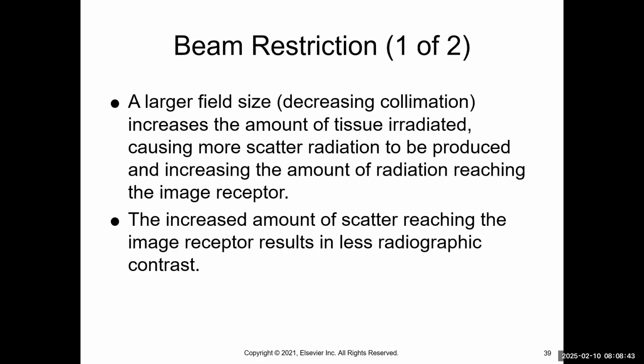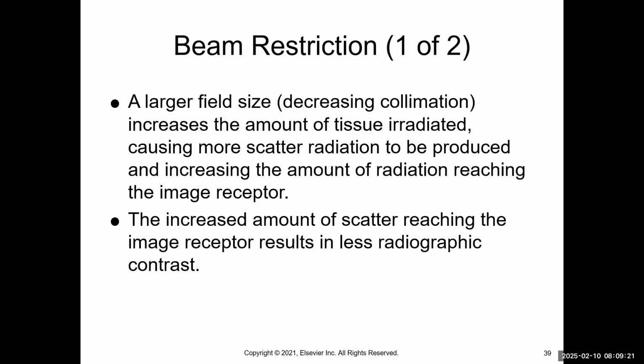Beam restriction. So a larger field size, meaning decreasing collimation. And I know that seems crazy, but always think about it this way. If you collimate more, that means you are doing what to your field size? Making it smaller. So if you are decreasing collimation or collimating less, then that means you have a larger field size. A couple of y'all missed that on the test. So we need to make sure everybody understands that.